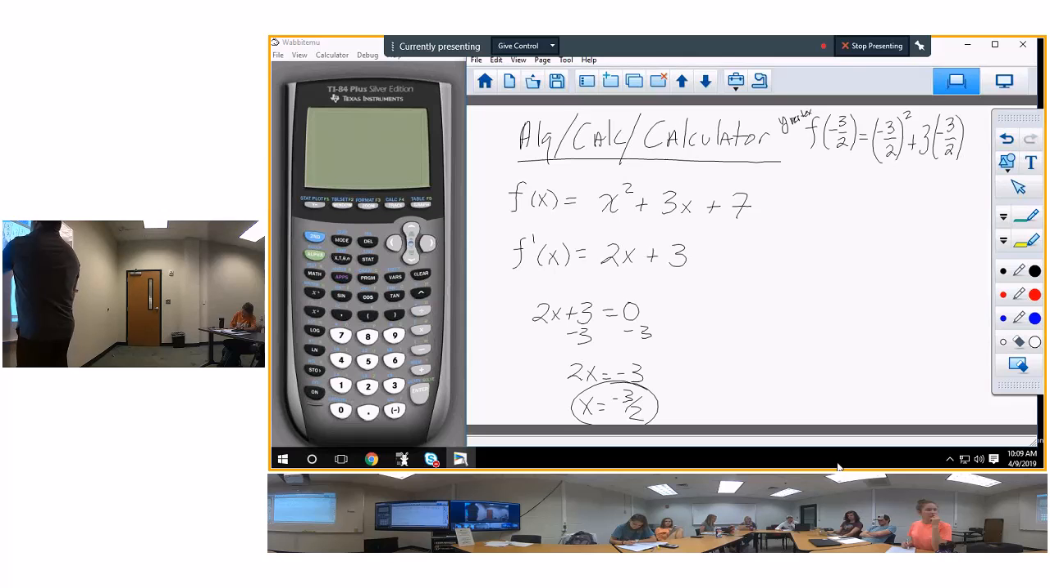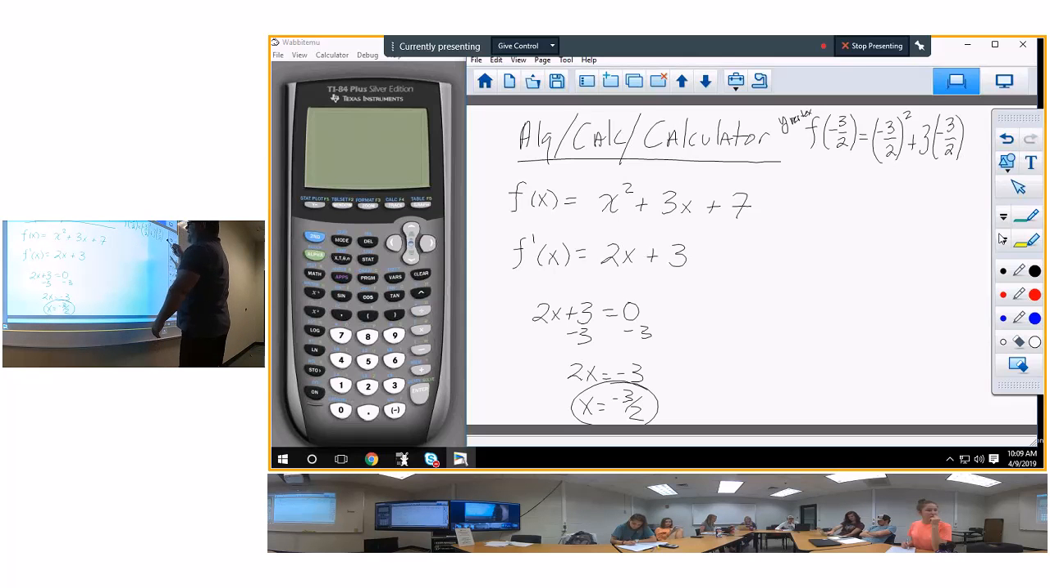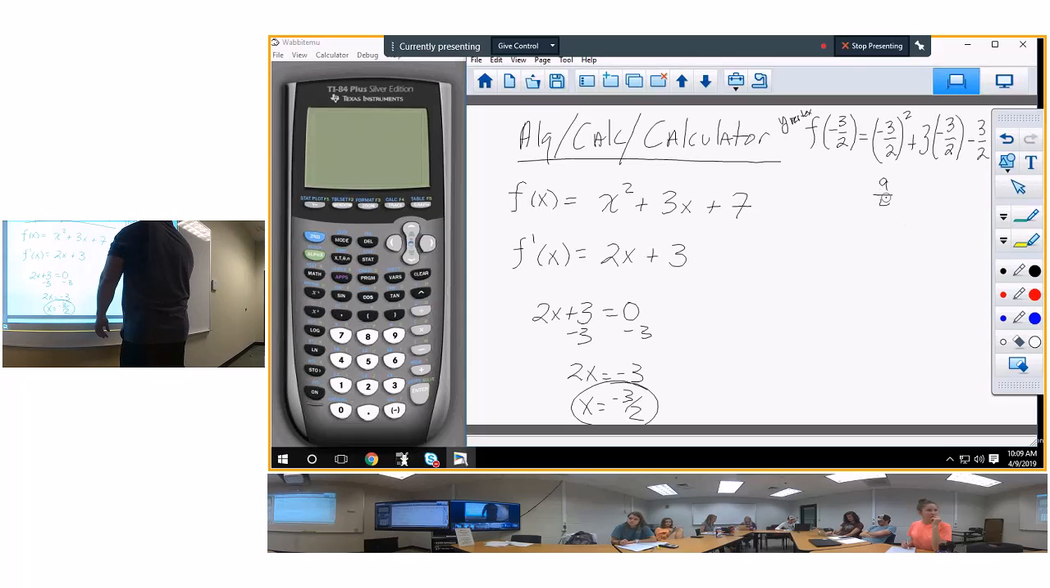So, since we can't do this, I guess we'll have to rely on the calculator, but I'm not going to. That's going to be 9/4. What happens to the 3's right here?